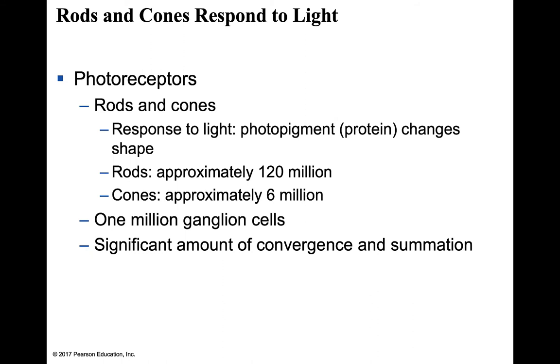And one of the things that's happening here is neural processing. So we see a lot of convergence and summation occurring here in the generation of the action potential. So once again, we see convergence because the information is coming in. Convergence, not divergence, but definitely summation.